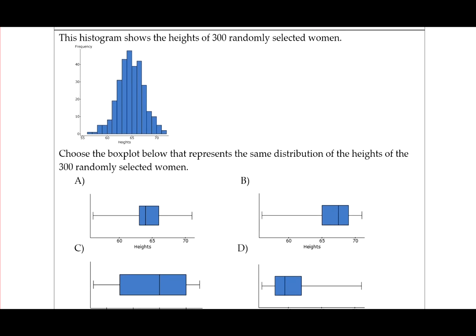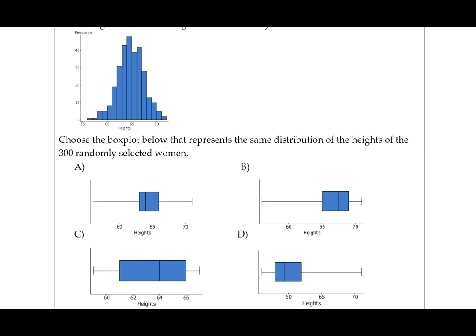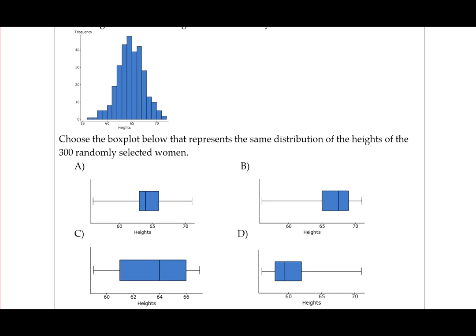This next example gives us a histogram that shows the heights of 300 randomly selected women. Choose the box plot below that represents the same distribution of the heights of the 300 randomly selected women. I'm going to move this up so you can see all of the box plots. And now let's compare them. The first thing we can notice is that the shape of the histogram of heights is fairly bell-shaped, pretty symmetric. There are two graphs below that are not symmetric.